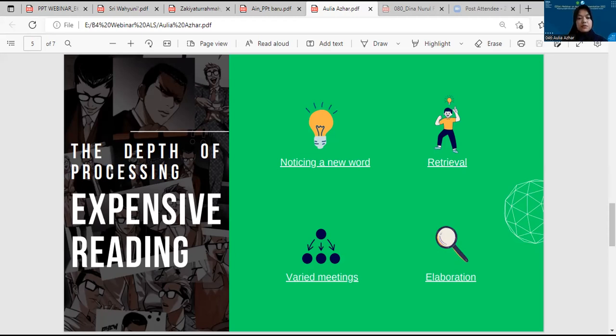And then we move to varied meeting. This is just like retrieval, but under different conditions. When we meet the word several times, the context can be different each time it occurs. Then we move to the last one, elaboration. When we meet a new word, we'll give it moderate attention to analyze it.